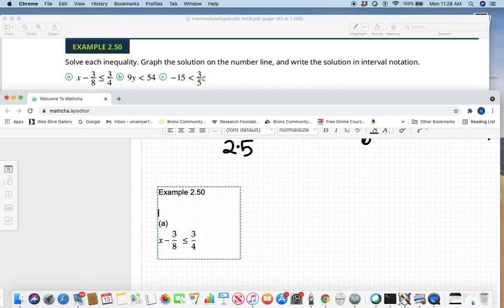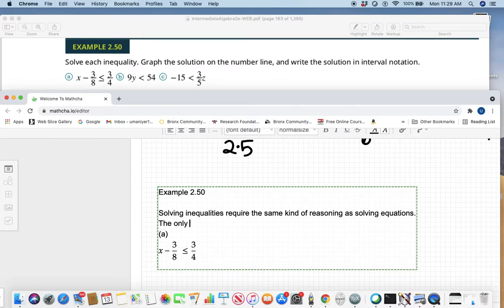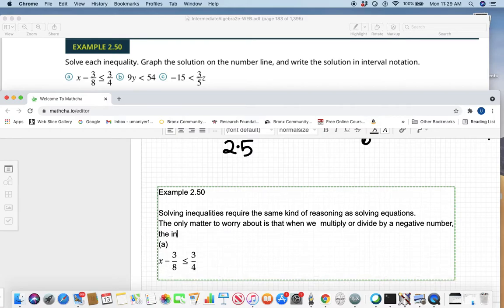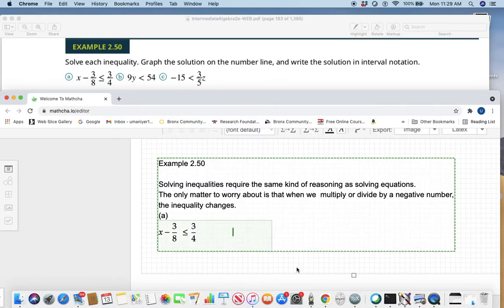So solving inequalities requires the same kind of reasoning as solving equations. The only matter to worry about is that when we multiply or divide by a negative number, the inequality changes. Okay, let's see what that means as we go around doing some examples.